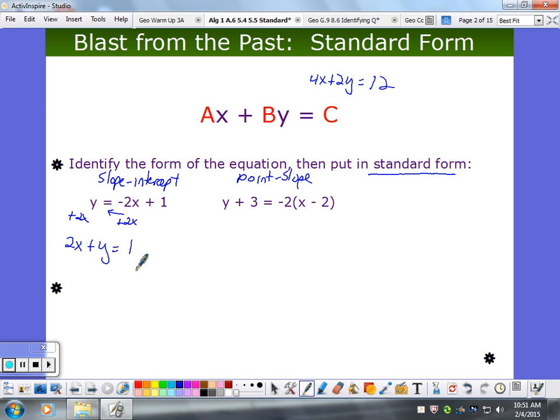Is this standard form? Ax plus by equals c. Yep. Is it any different? Are the solutions going to be any different? No. You get the same line either way.